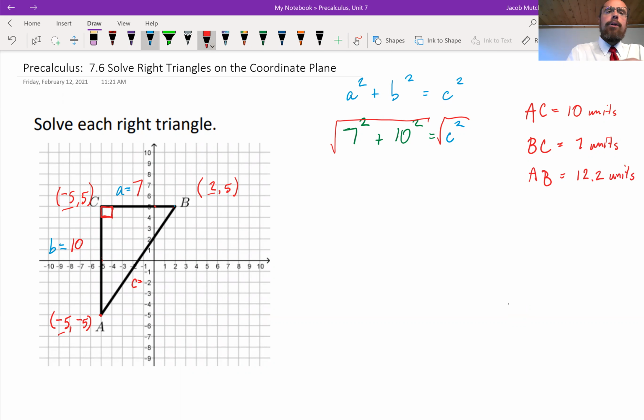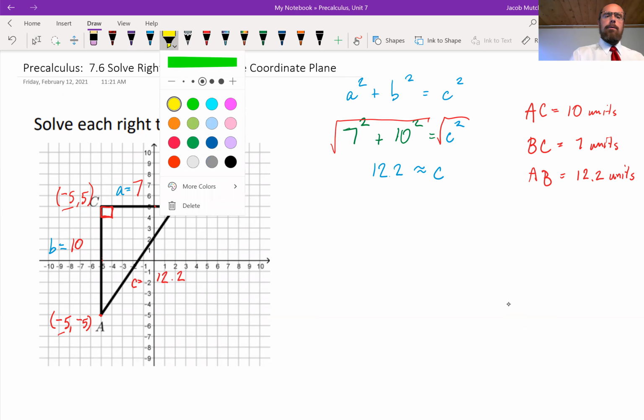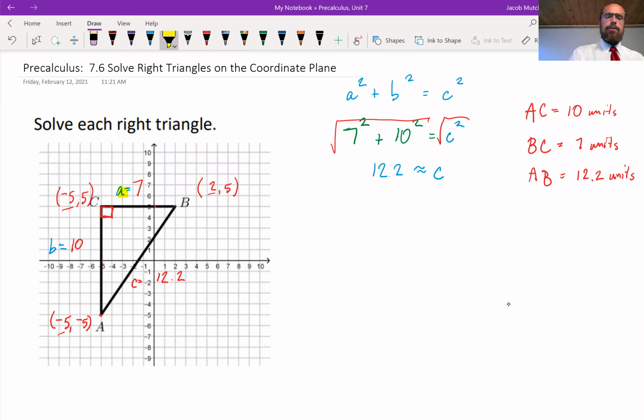And we'll put it here with our solution because that's what we actually just solved for. It has a value of about 12.2. And then we'll label it here on our diagram, 12.2. So with that, we've solved for all the sides. I'll highlight those in yellow here. So side A had a length of 7, side B had a length of 10, and side C had a length of 12.2.